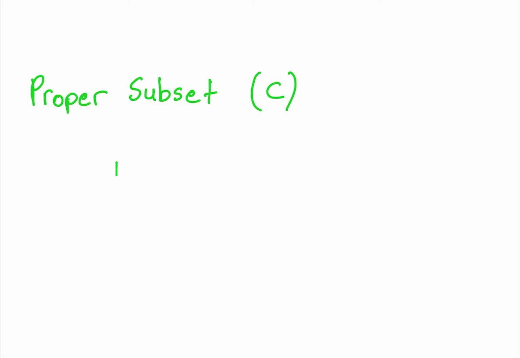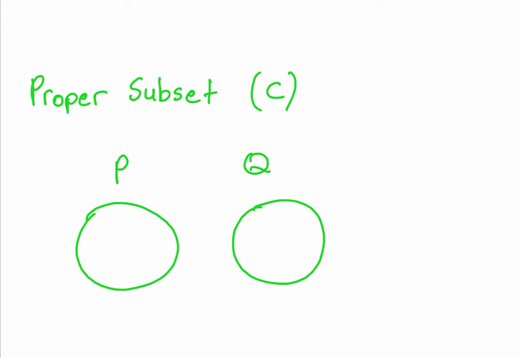Taking the previous example of P and Q with their respective Venn diagrams and elements, P would be a proper subset of Q when Q has all the elements of P, but P and Q are not equal. What this means is that as long as P has 1, or 1 and 2, or 1, 2, and 3, it is still a proper subset of Q. But as soon as it has 4, it becomes equal to Q and is no longer a proper subset of Q, just a subset of Q.